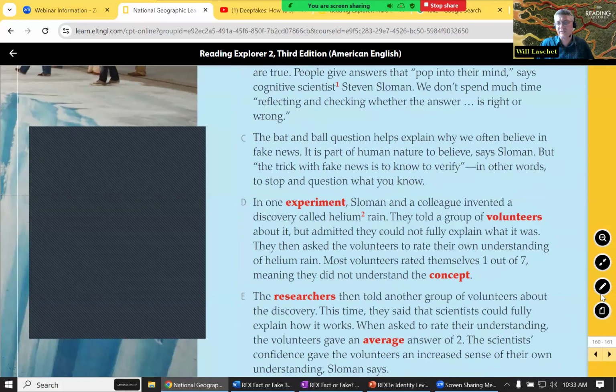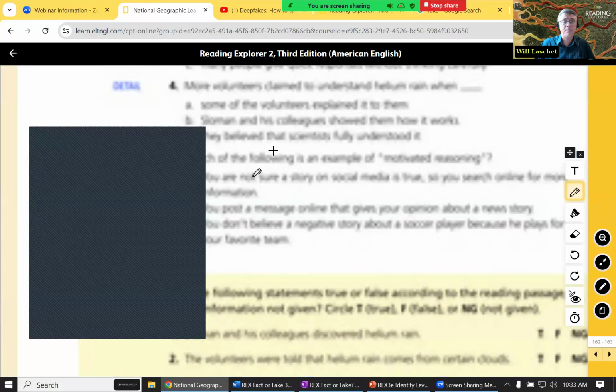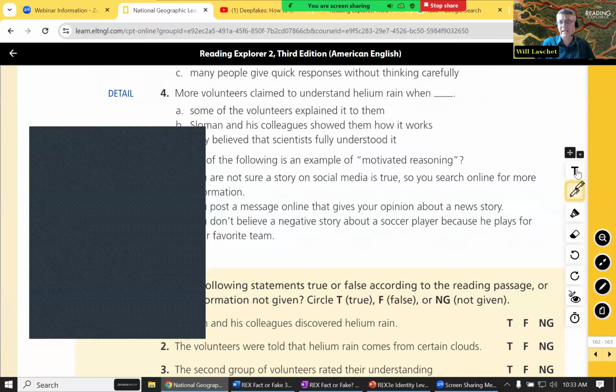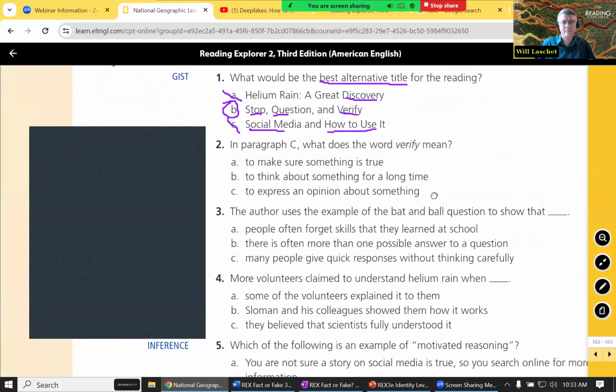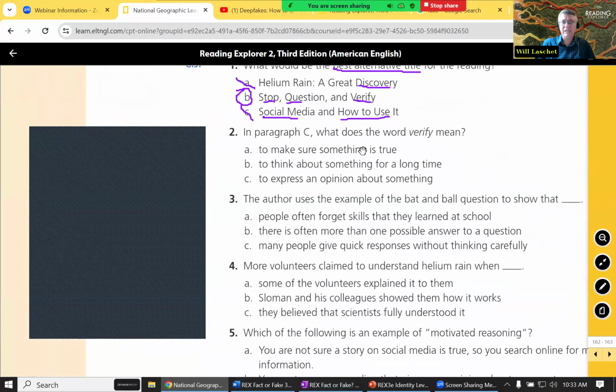So we're going to show our students that this is a signpost, which is explaining this word verify. Okay, so let's go back into the question and see if we can get the answer. So what do we think? To make sure something is true, to think about something for a long time, or to express an opinion about something? What do we think the answer is? I can see lots of people in the chat box have already decided that A, to make sure. To verify means to check, to make sure that it is true. Exactly.